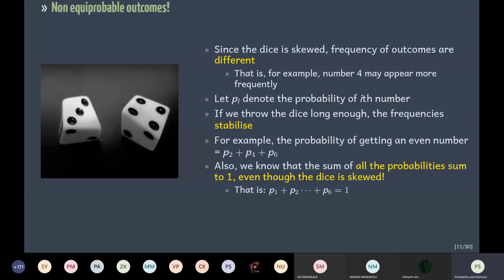Also, we know that all the probabilities should sum to 1 because there is nothing else that we are expecting. Even though the dice is skewed, if we sum up the probabilities of all the outcomes, it is going to be 1. Because there is no possibility of anything else. It's not going to fall on the edge, that is not what we are expecting. So the sum will still hold to 1.